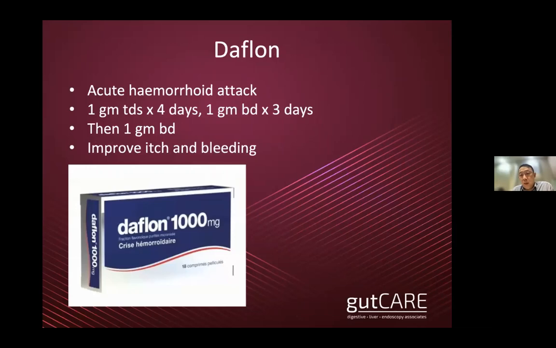Daflon is quite a commonly used medication, right? For acute hemorrhoidal attack, you can use 1 gram TDS for 4 days, and then 1 gram BD for 3 days, and then 1 gram BD till they are better. This will improve itch and bleeding. Daflon in the market comes in 2 formulations, either a 500 milligram or a 1 gram formulation. So 1 gram TDS for the 1 gram tablet will be just 1 tablet 3 times a day. But for the 500 milligram one, it is 6 a day, so 2, 2, 2, right? So just dose accordingly.